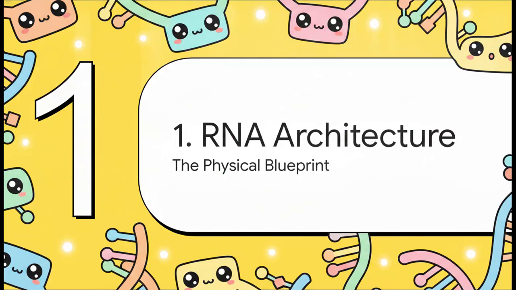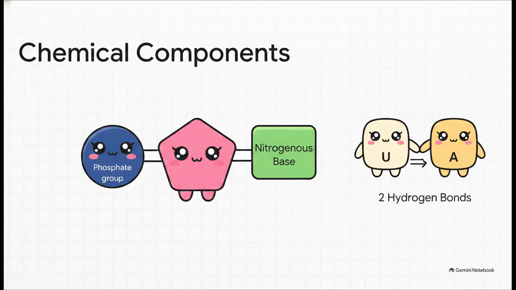Section 1. The architecture of RNA. Let's start by looking at the literal building blocks of an RNA nucleotide. First up, we have a pentose ribose sugar. This sugar is linked to phosphate groups through 3' to 5' phosphodiester bonds, and that basically just forms a continuous, highly directional backbone for the whole molecule.